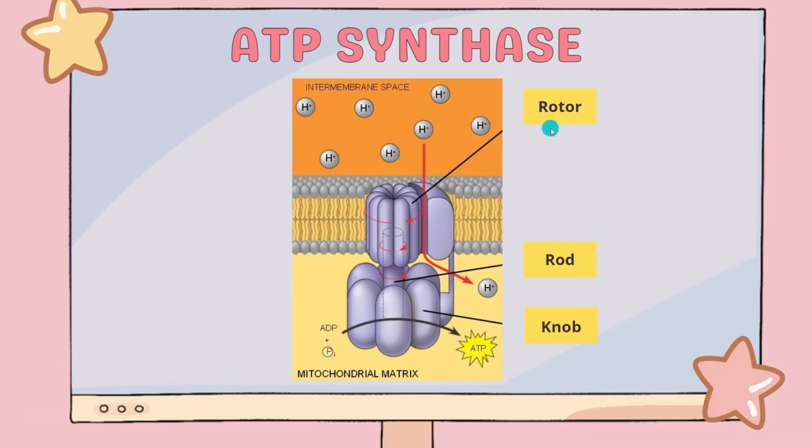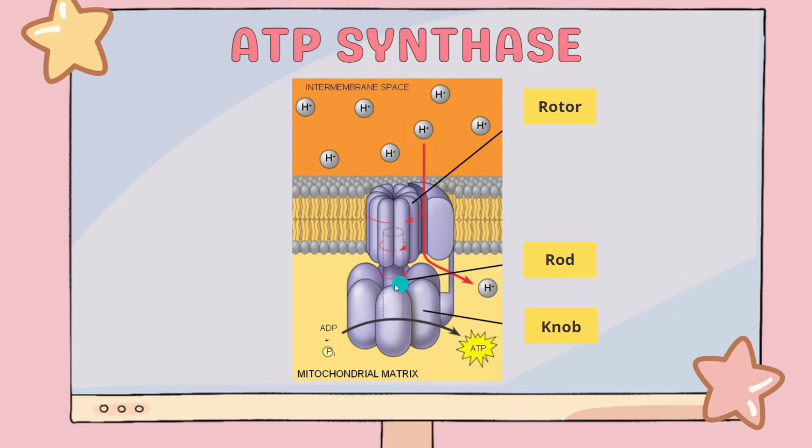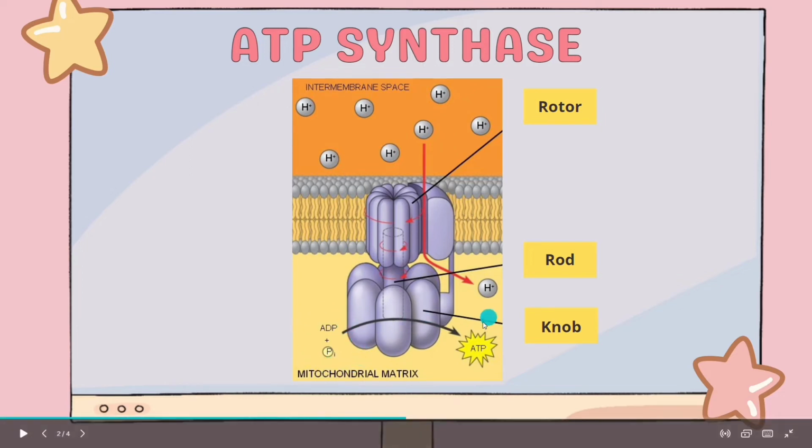The first one is the rotor, which spins clockwise when hydrogen ions or protons flow through it down the proton gradient. The rod will connect the cylindrical rotor and the knob. It will spin to activate the catalytic site in the knob. So this one is the knob. It contains the catalytic site that joins inorganic phosphate to ADP to make ATP.